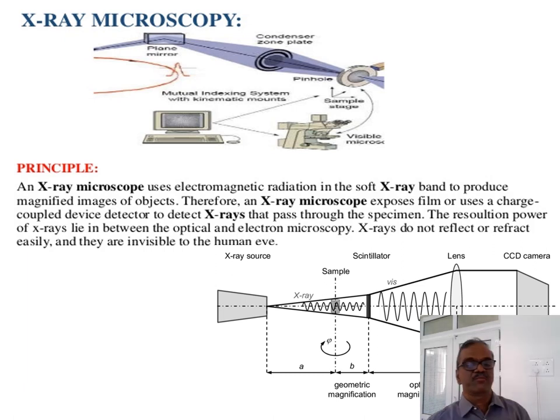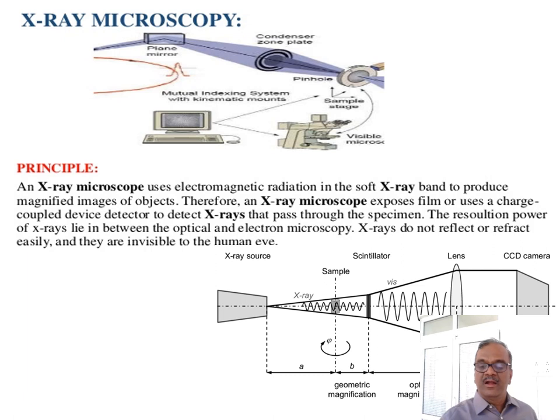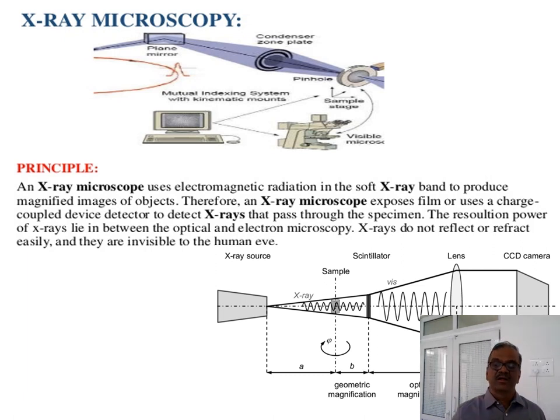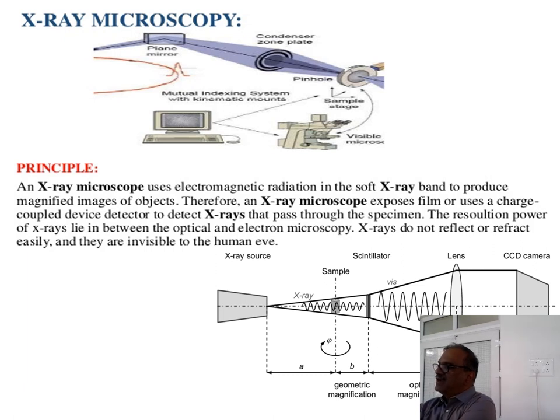So the last one is X-ray microscopy. It uses electromagnetic radiation in the X-ray range, and the X-ray is directed onto the sample, and so the magnification is done. There is a lens, which records in the case of a CCD camera. Okay, so this is the principle. The X-rays pass through, so it's called an X-ray microscope, and it exposes the film. How do they take an X-ray? They allow X-rays to scan the particular part. If this part is to be scanned, they will ask you to keep it like this, and the X-rays pass through it, and on the other side the image is formed.